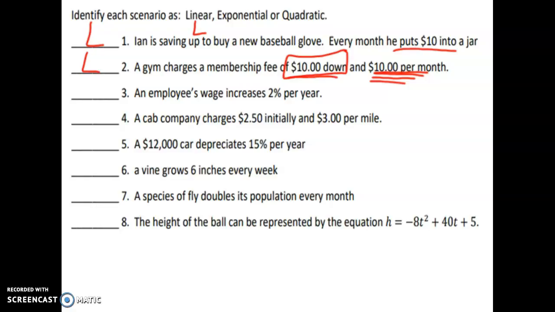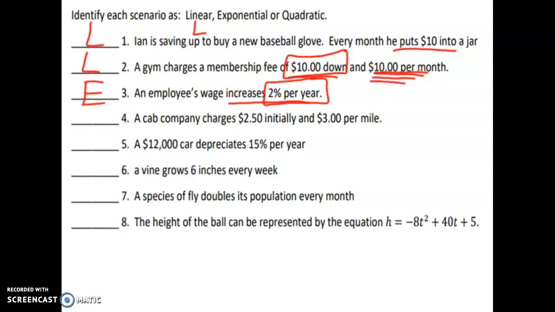Now, an employee's wage that increases 2% every year will increase at a different amount. I know that 2% sounds like the same, but if you do 2% of 100 and then do 2% of the next number, it's going to be more each and every single year. So this is growing faster. So there's our exponential. All right. Typically, anytime you see a percent, it's going to be an exponential function.